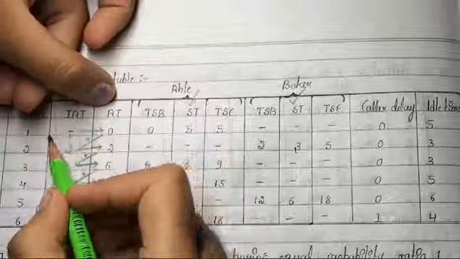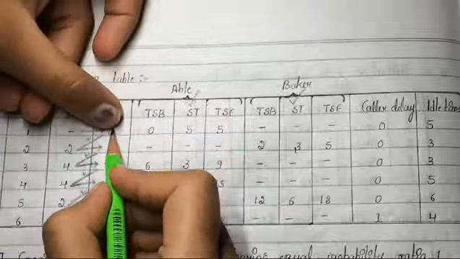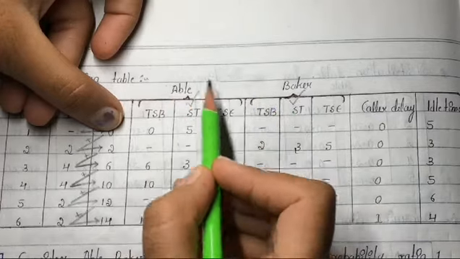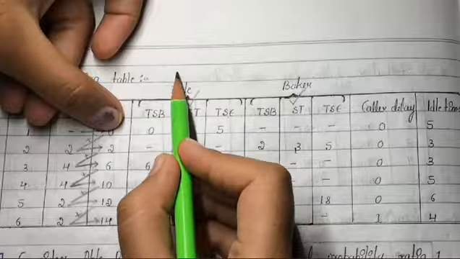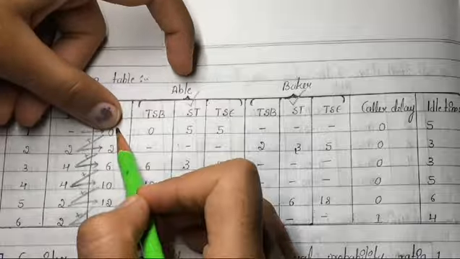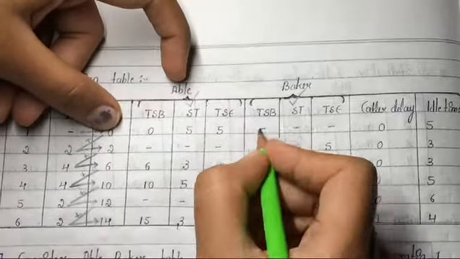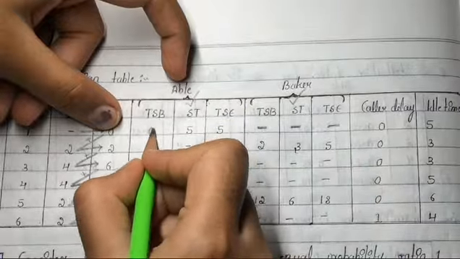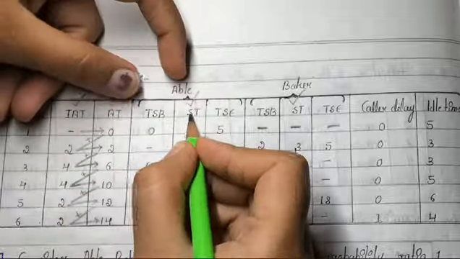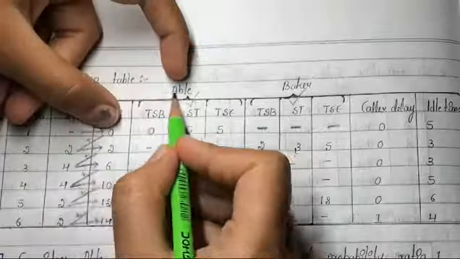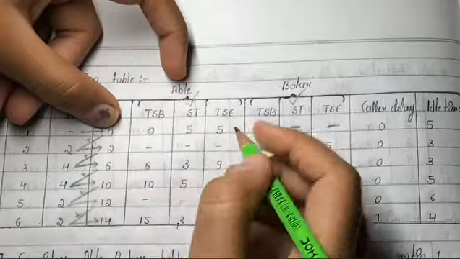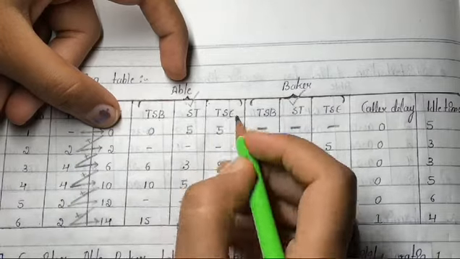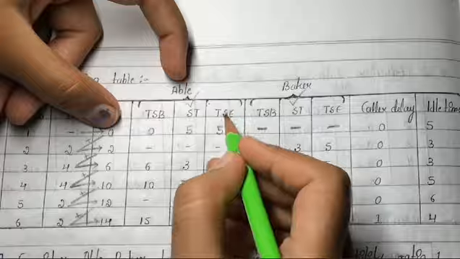Okay, now the first customer's arrival time is 0. Able is free and Baker is also free, and the priority for Able is greater, so the first customer goes to Able, not to Baker. So we put a dash here, and the time service begin at Able for the first customer is 0, the service time for the first customer at Able is 5, and the time service end is 5.